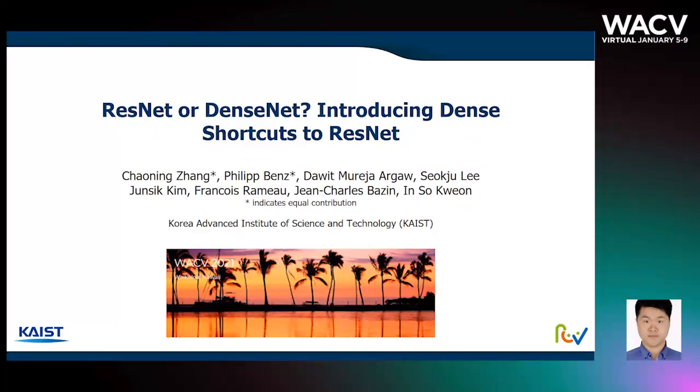Hello, welcome to our presentation titled, ResNet or DenseNet? Introducing dense shortcuts to ResNet.